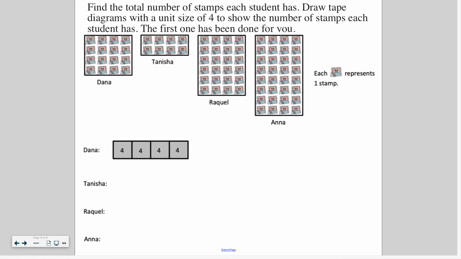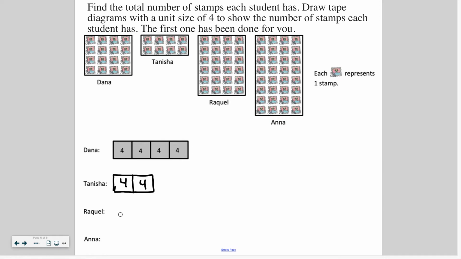So using that same idea, Tanisha would only need 2 parts of her tape diagram. Now notice I'm not making the tape diagrams the same size because they don't represent the same amount, right? So I'm making each part the same because they're all 4, but the length is going to be different because the same way all these amounts are different, I want my tape diagram to represent that as well.